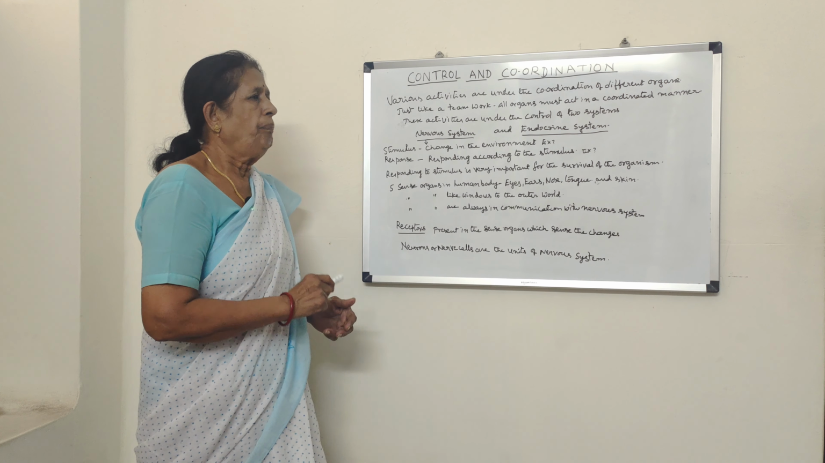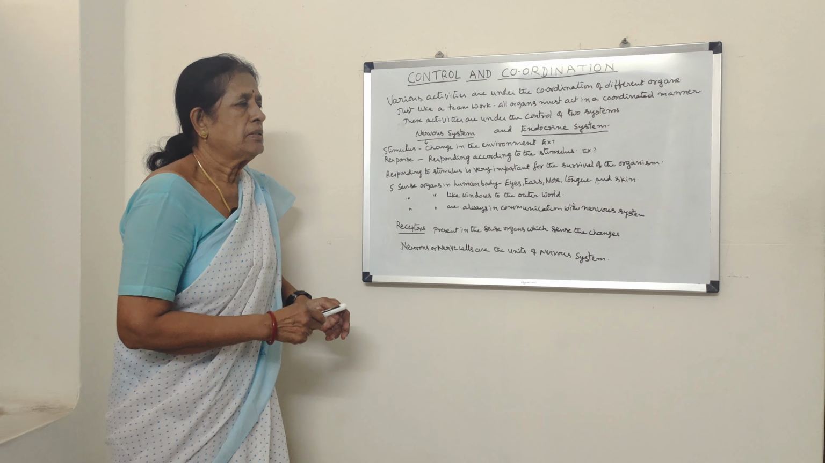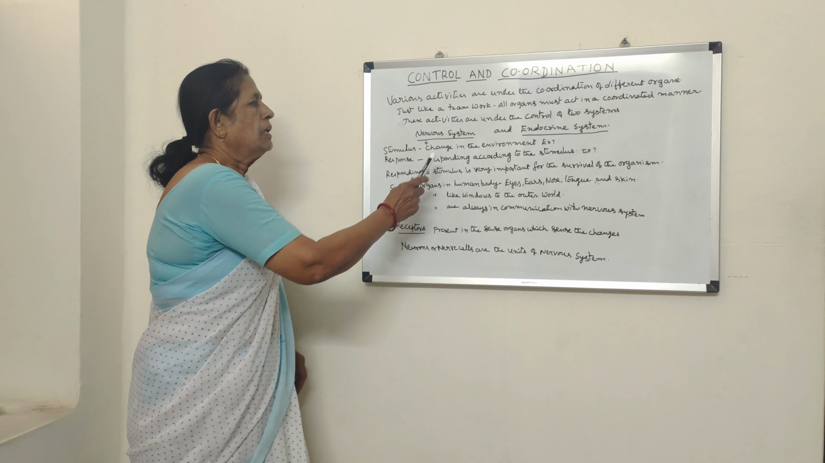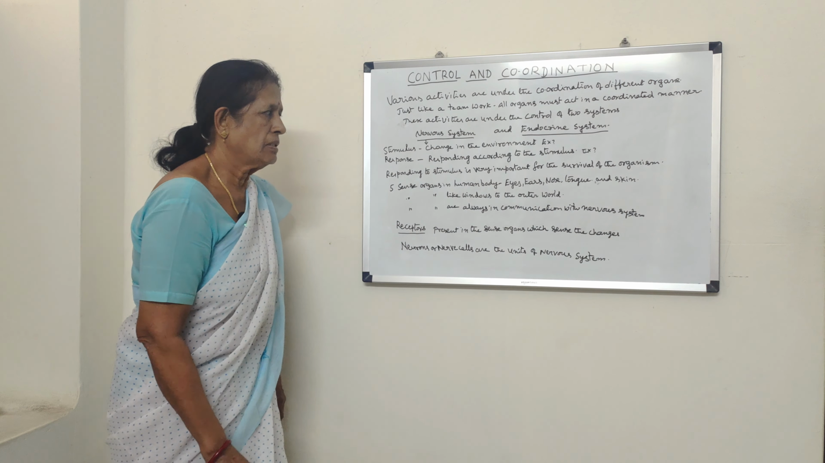So, what are the systems that control these activities? There are two systems: the nervous system and the endocrine system. First we shall deal with the nervous system and later on with the endocrine system. So, the nervous system. What is this nervous system? It includes different kinds of organs: brain, spinal cord, and neurons, various things. We are going to study all those things.